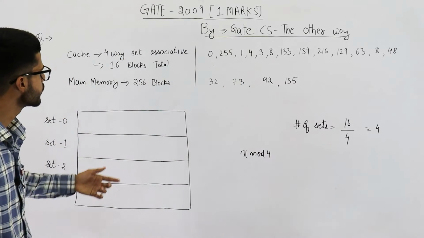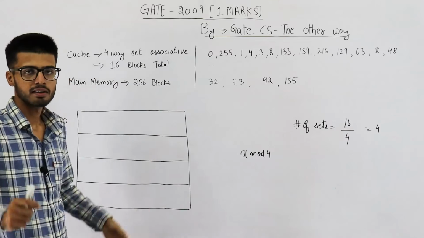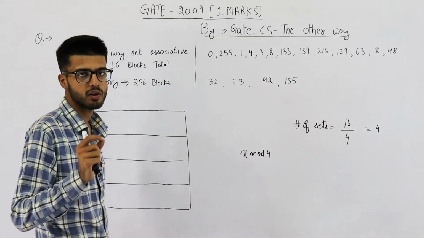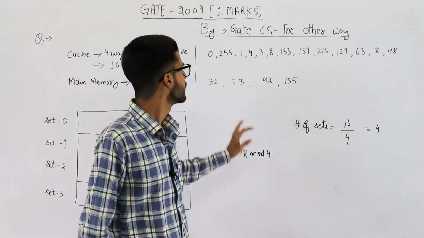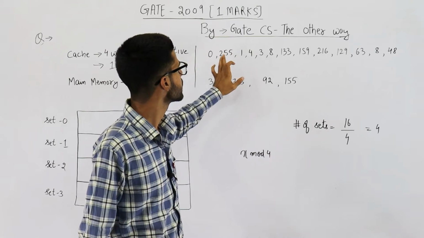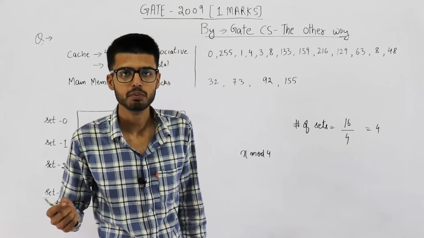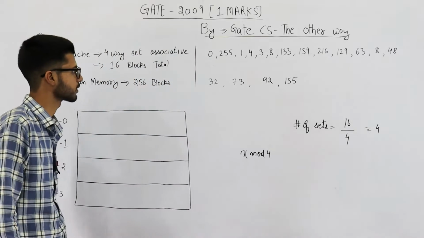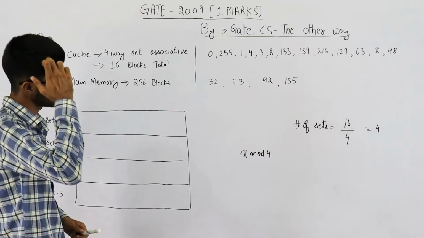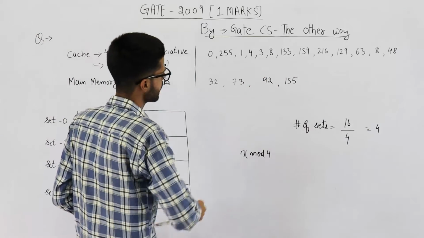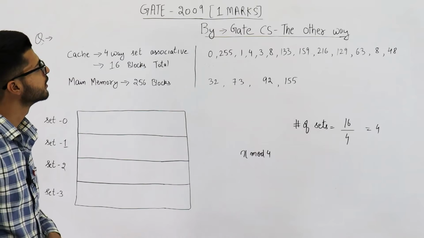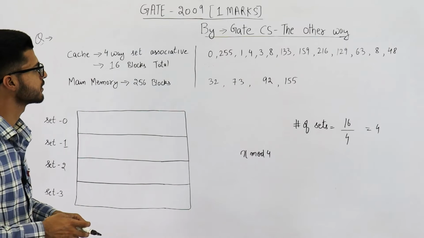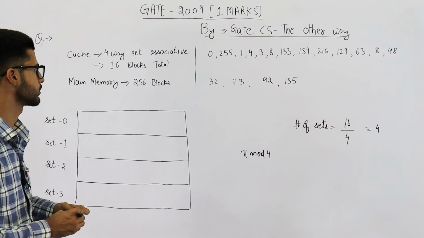Now you have 256 memory blocks. That means any address of word that CPU generates will be from block number 0 to 255 only, because in total we have 256 blocks. Just have a look. All the block numbers are between this range. Anyways, that's not very important. Let's now see where all these blocks are going to be placed.